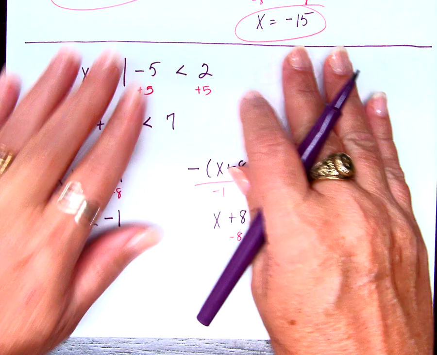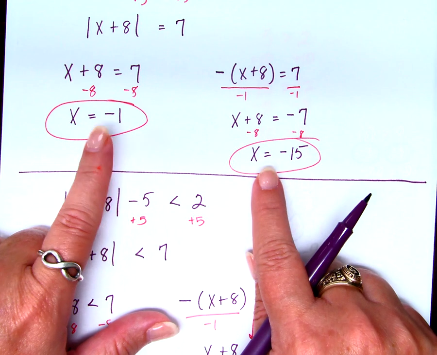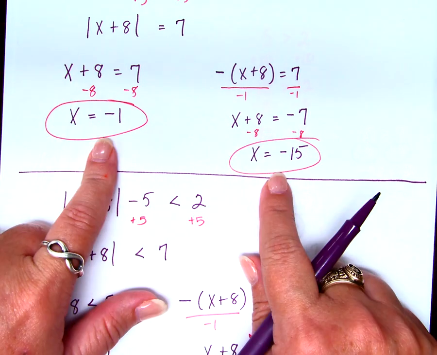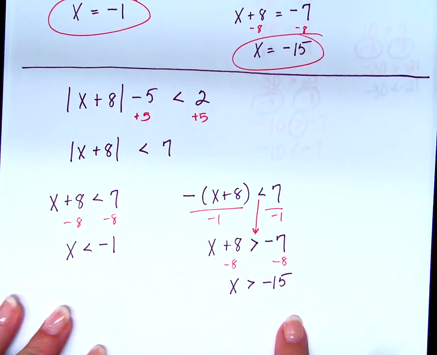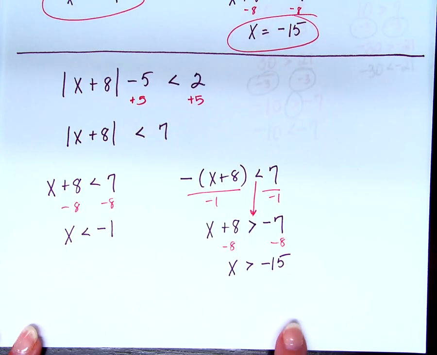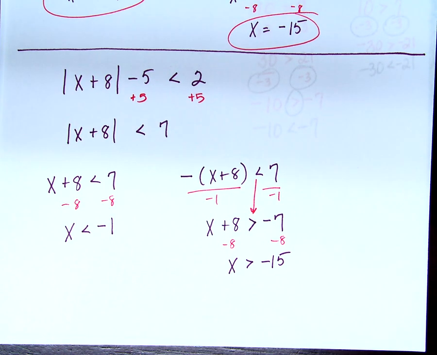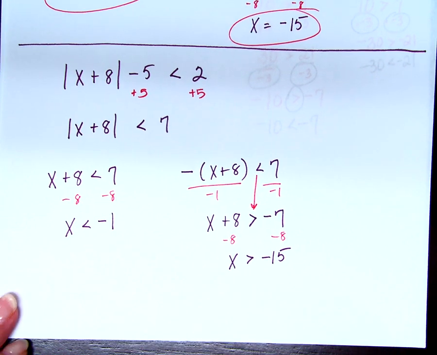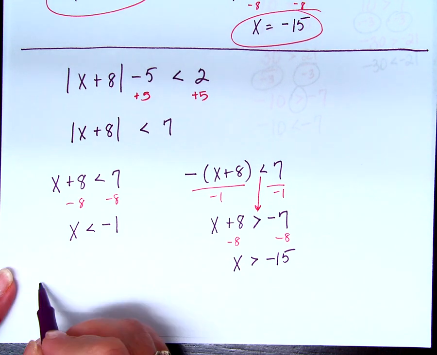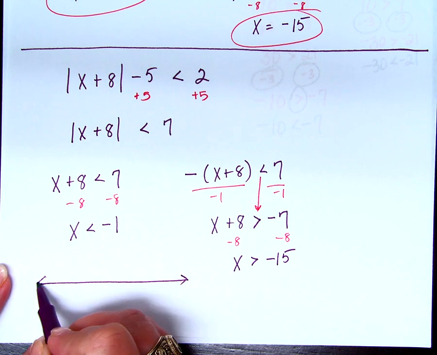Because up here, we were done, right? We got our two answers, we checked them, we were done, right? Down here, we're not done. Not this time. Because this is an inequality, so how many solutions do I actually have? I have a ton, right? I have a lot of solutions. I have to show those solutions on a number line, okay?